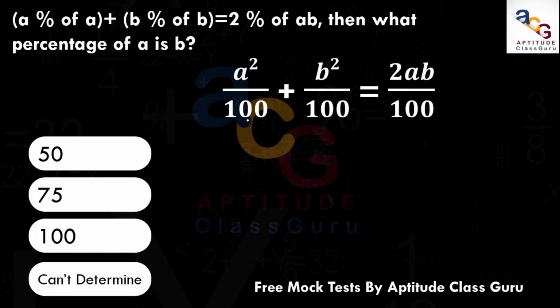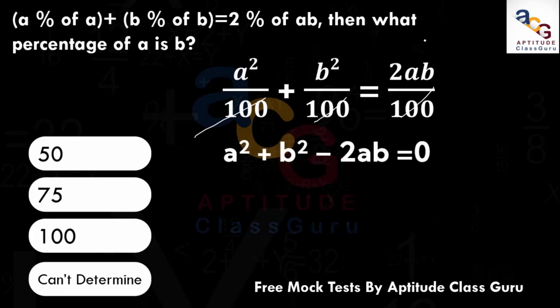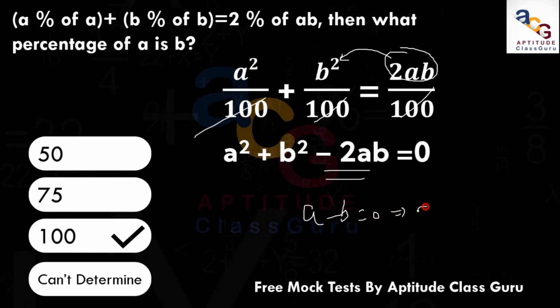If you take out the 100 as common on the left side, the hundreds get cancelled and you are left with A square plus B square minus 2AB equals 0. Why? Because the 2AB on the right hand side goes to the left side of the equal sign, and it becomes minus 2AB. If you see this expression, you will come up with one formula: a square plus b square minus 2ab is nothing but simply (a minus b) whole square. If (a minus b) whole square equals 0, then a minus b also equals 0, and that implies a equals b. If a equals b, then what percent of a is b? Which is nothing but 100% of a is equal to b.